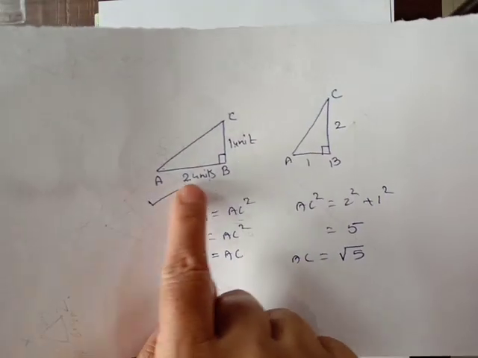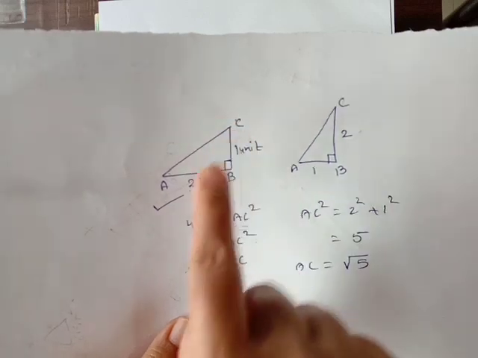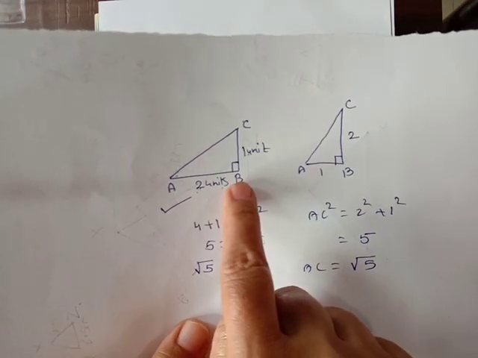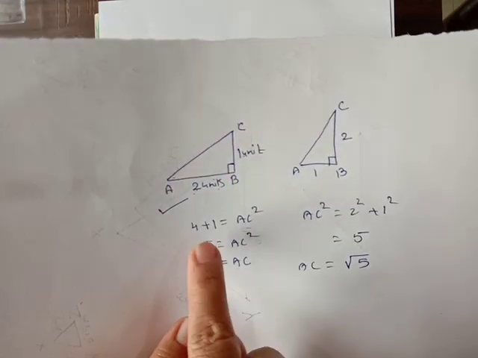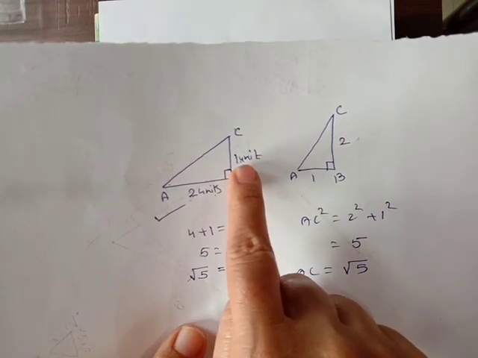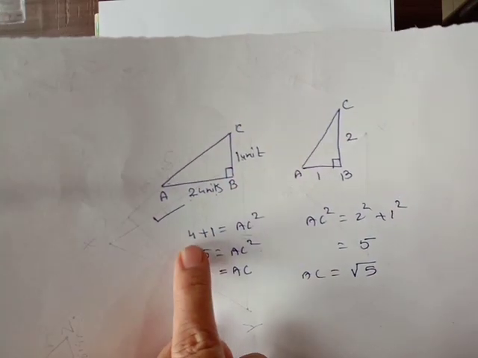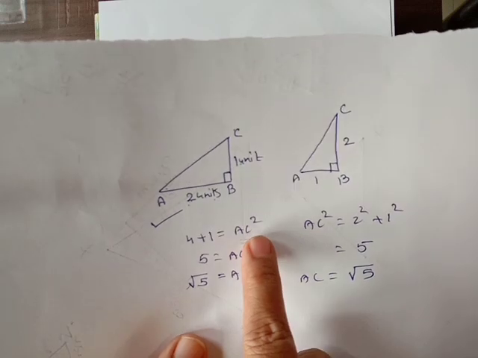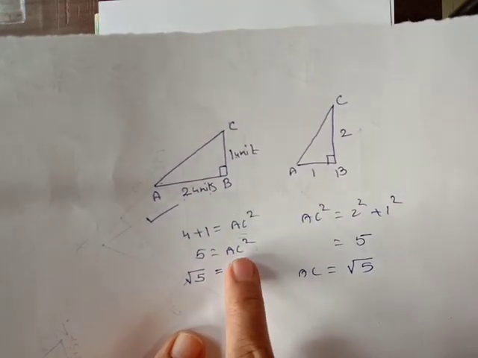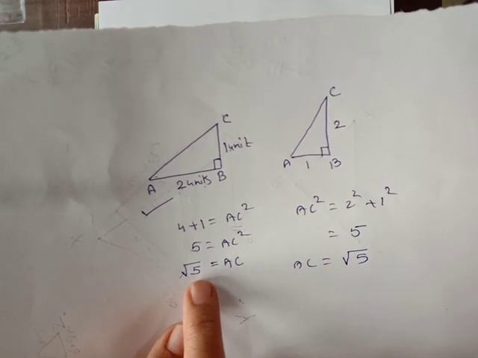If I take 2 units below and 1 unit above, ACB is a right angle triangle. I get AC square is 2 square plus 1 square. Okay, so 2 square is 4, and 4 plus 1 is AC square. So I get AC square as 5, or AC is equal to root 5.